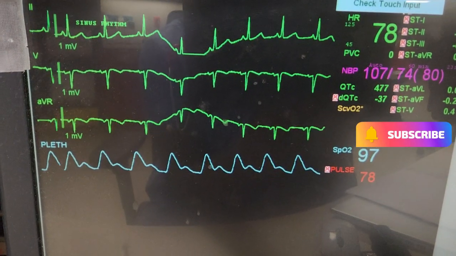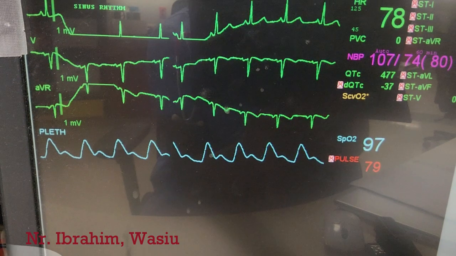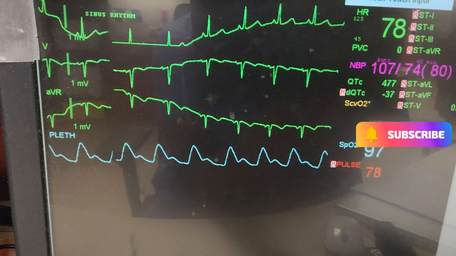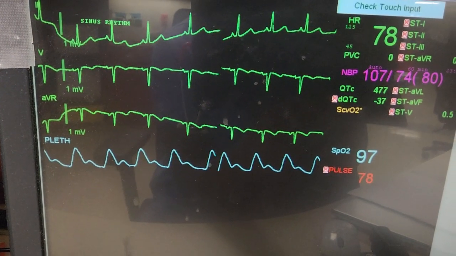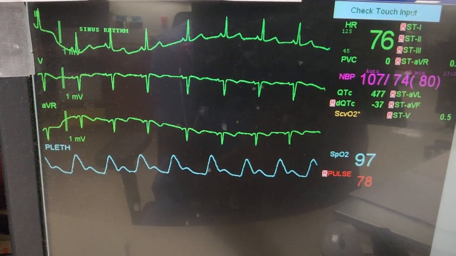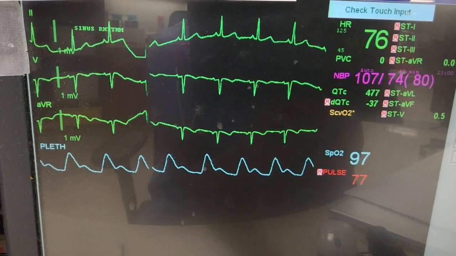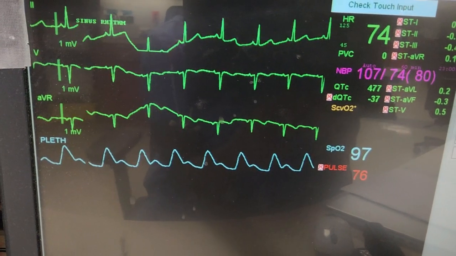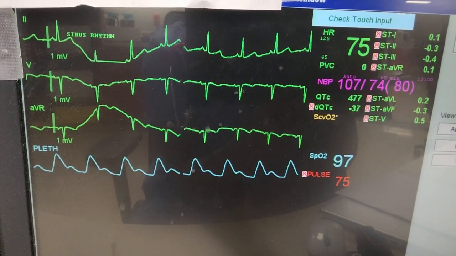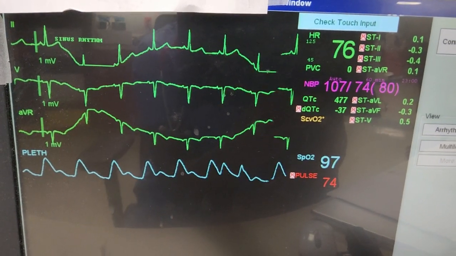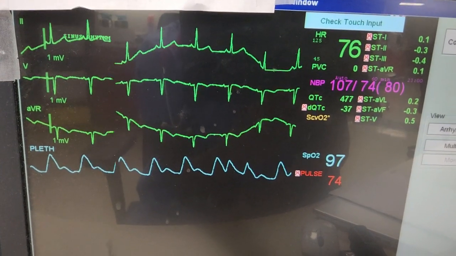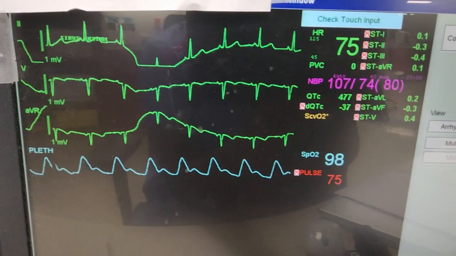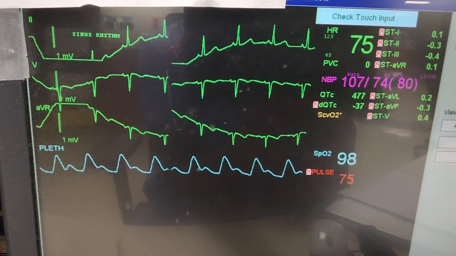Hi, my nursing colleagues. Today I will be discussing how to measure EKG using electronic calipers. You know that we can measure EKG using physical calipers, using our pens, counting the smaller boxes, but it has been made easy to calculate this EKG with the use of electronic calipers. So let's use this EKG on the monitor as an example.